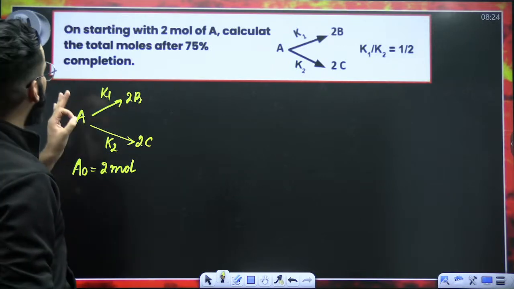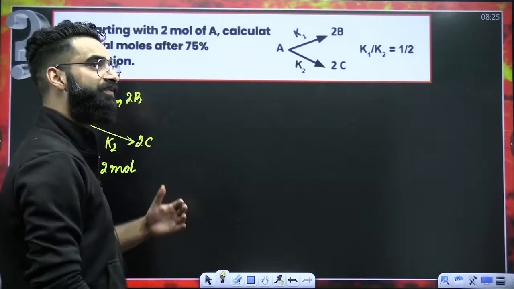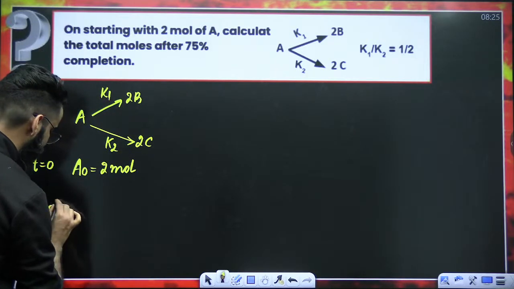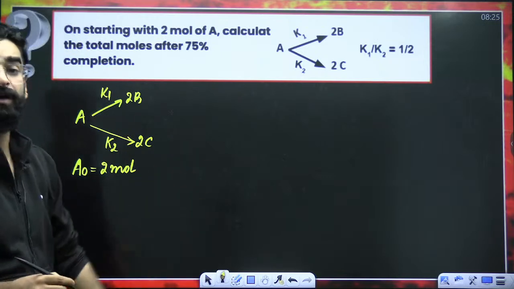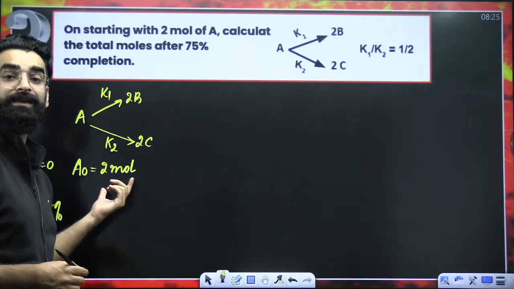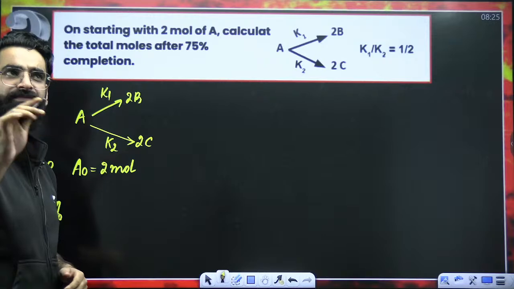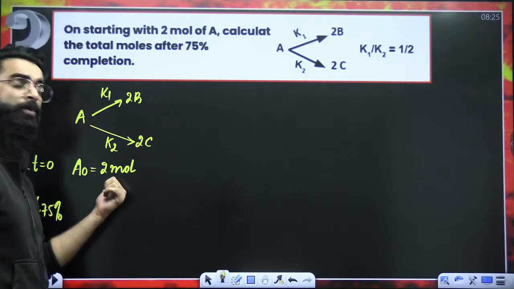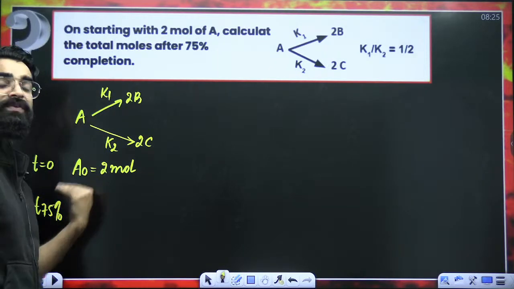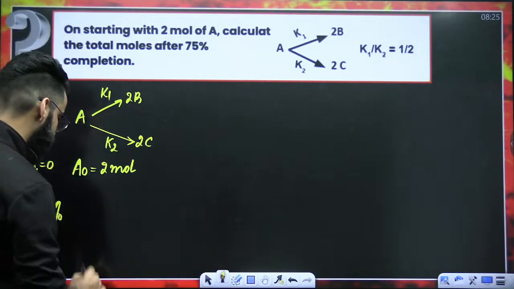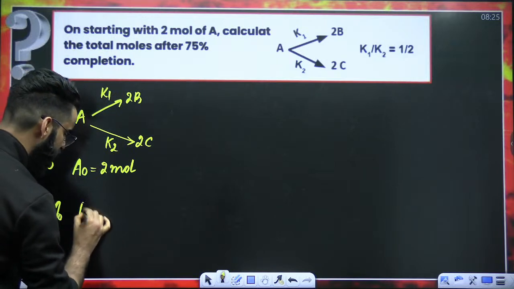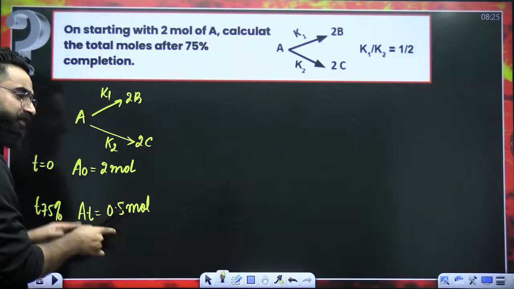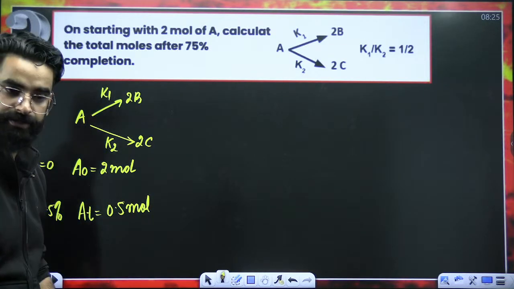Now guys, calculate the total moles after 75% completion. What is meant by 75% completion? That means 75% of A has got converted. What is 75% of 2? 75 divided by 100 into 2. How much is that? 1.5 moles. So out of 2 moles of A, 1.5 moles have got converted into products. So I'll be left with 2 minus 1.5, which is 0.5.